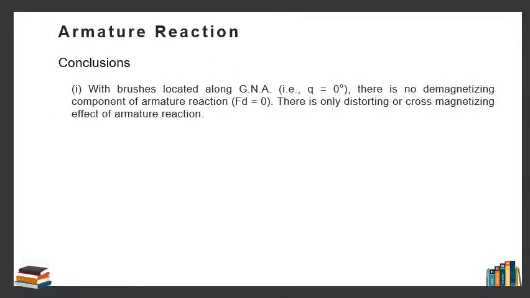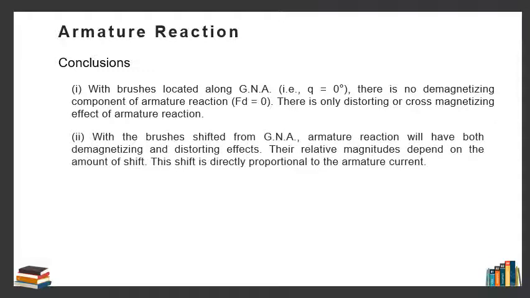Now the conclusion is: number 1, with the brushes located along GNA, that is Q equal to 0 degrees, there is no demagnetizing component of the armature reaction, meaning FD is equal to 0. There is only distorting or cross-magnetizing effect of the armature reaction. Point number 2, with the brushes shifted from GNA, armature reaction will have both demagnetizing and distorting effects. Their relative magnitude depends on the amount of shift. The shift is directly proportional to the armature current.